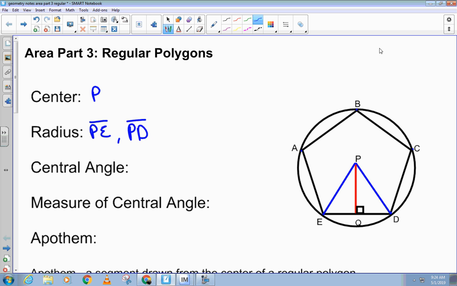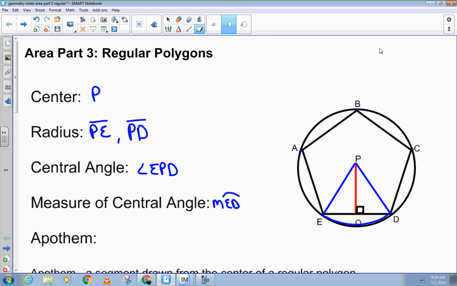Now if you remember back from the last chapter, we have what's called a central angle. A central angle is an angle whose vertex is at the center, and the sides are radii of the circle. So what would be my central angle? PD, right. And the measure of the central angle, we learned in the last chapter, is equal to the measure of its arc. So that would be equal to the measure of BD.